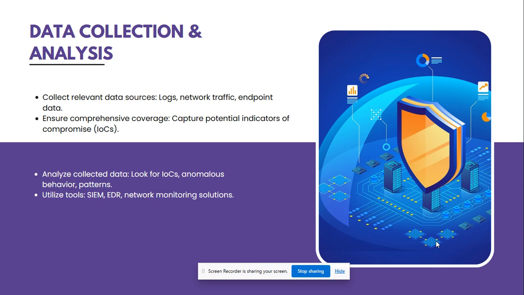With data in hand, we analyze it for indicators of compromise (IOC), anomalous behavior, or any pattern that may indicate a potential threat. This step requires a combination of technical expertise and a keen eye for detail. So we must have data. Without data in hand, we cannot analyze the IOC.